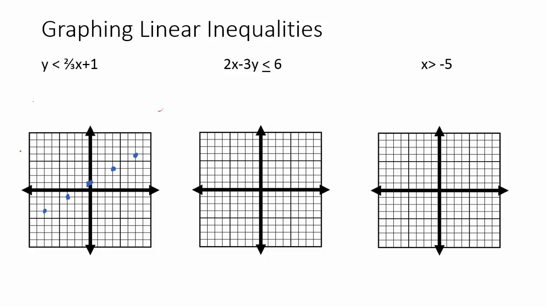Okay, now here's the first difference. When I have just a less than sign or a greater than sign, so if it looks like this or this, you're going to graph a dotted line.